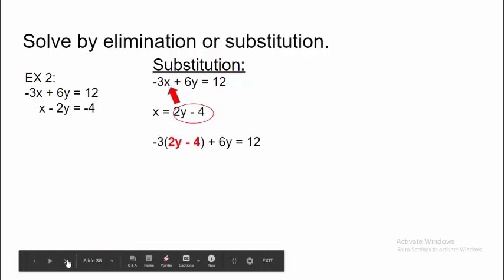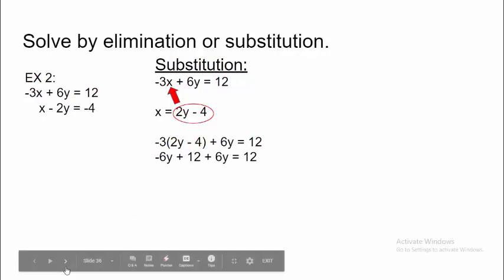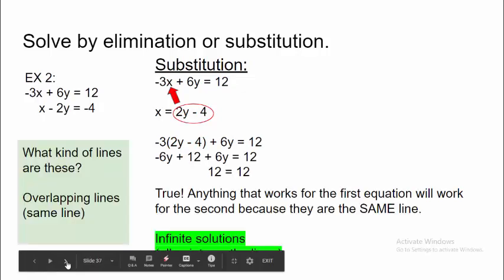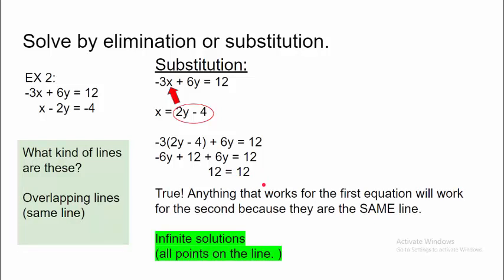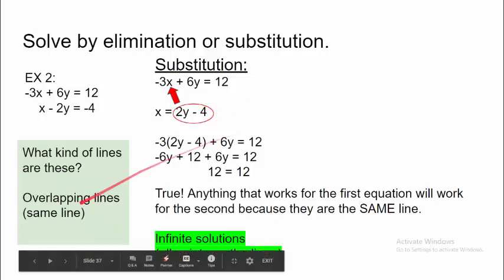And go ahead and distribute, simplify, and what do you end up with? 12 equals 12, which is also true, absolutely. 12 does equal 12. So we know infinite solutions, all points on the line are solutions to this system. They're the same line, overlapping lines.